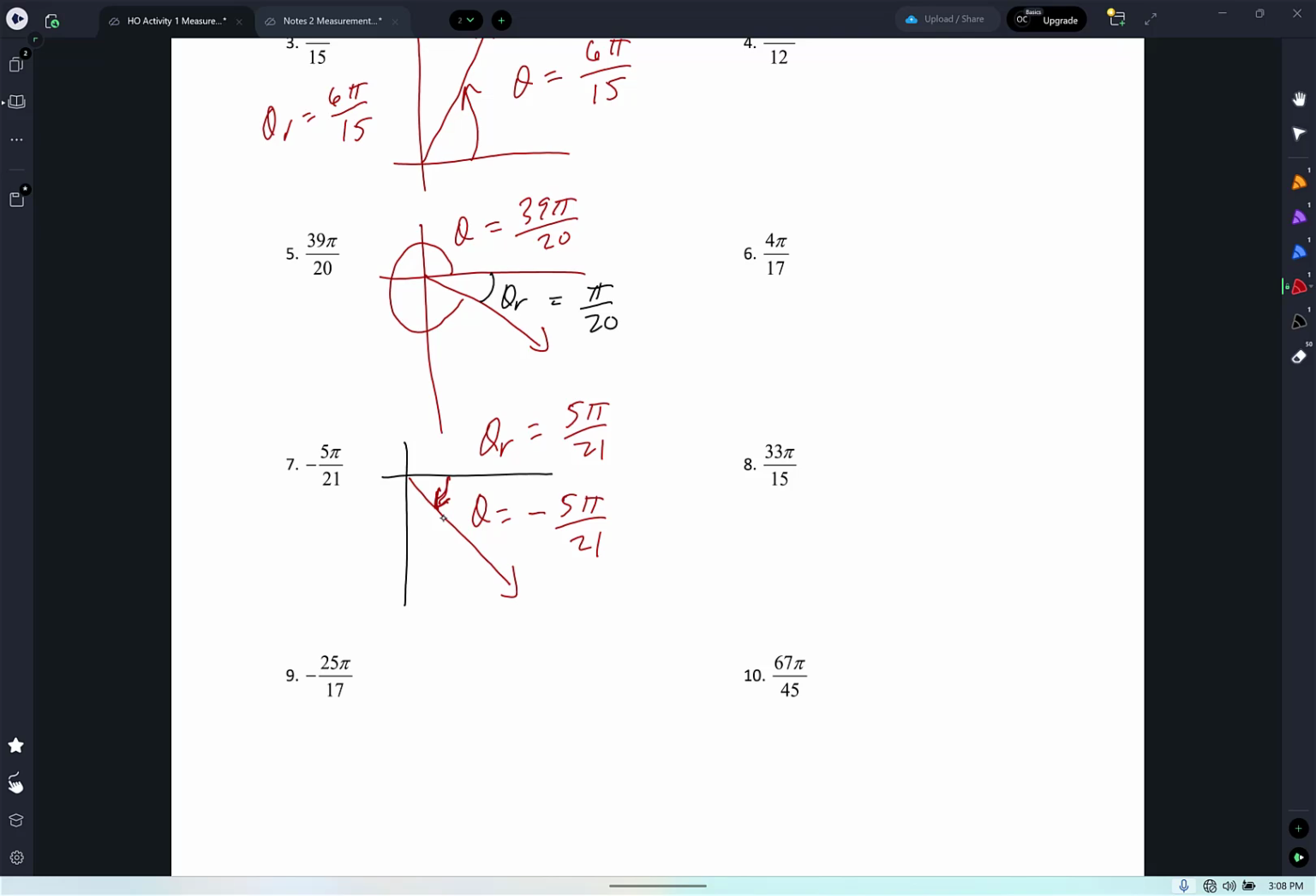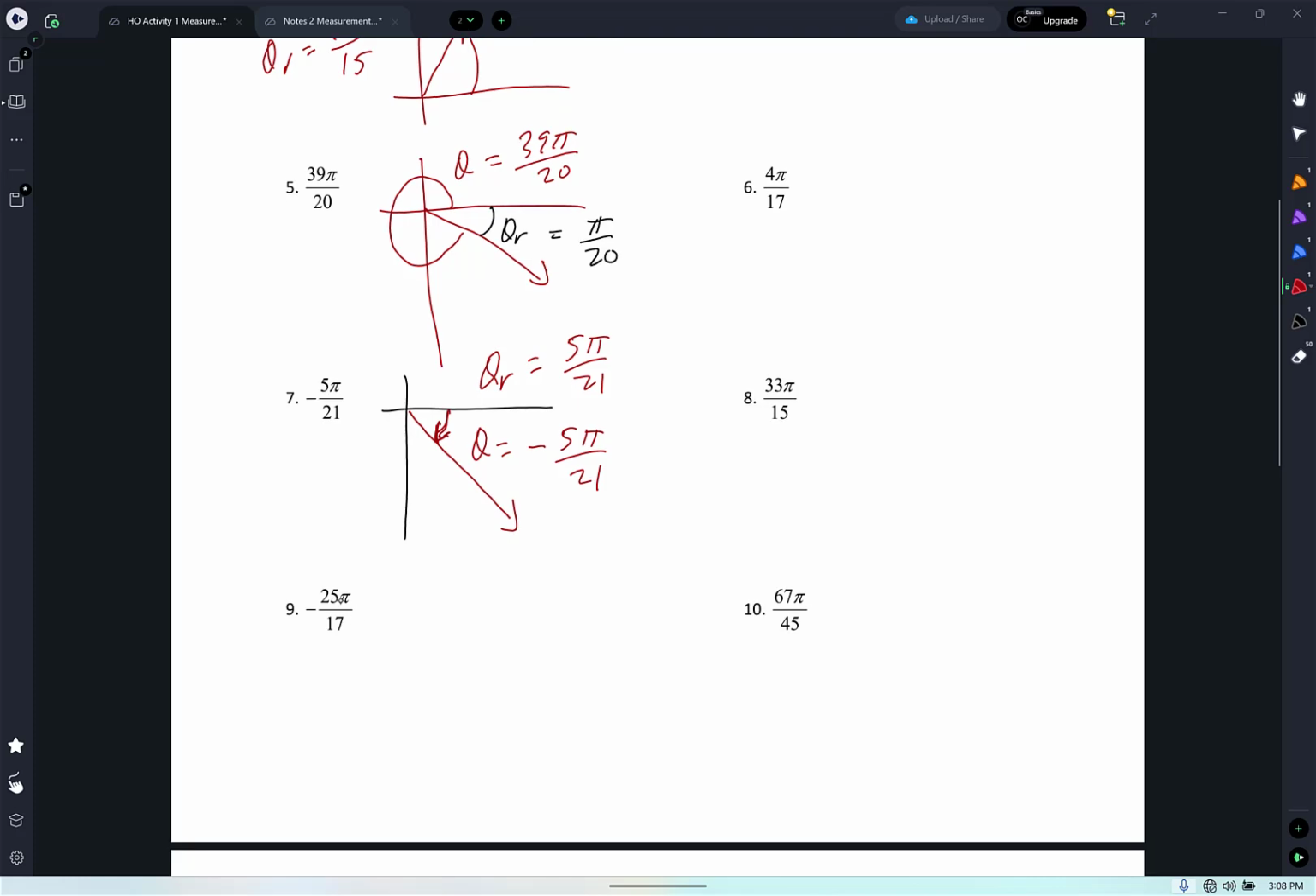Okay. This is probably the hardest one. So let me go ahead and do this one really slow. Check it out. I'm going to go real slow. 0, negative pi over 2, negative pi, negative 3 pi over 2, negative 2 pi. Because it's going to negative. Do you guys see that?